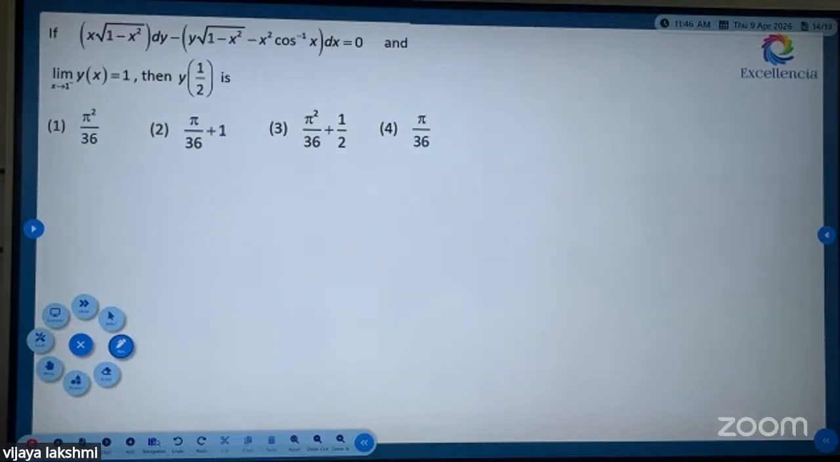Next, this is for x into square root of 1 minus x. We have a limits condition as well as a differential equation here.